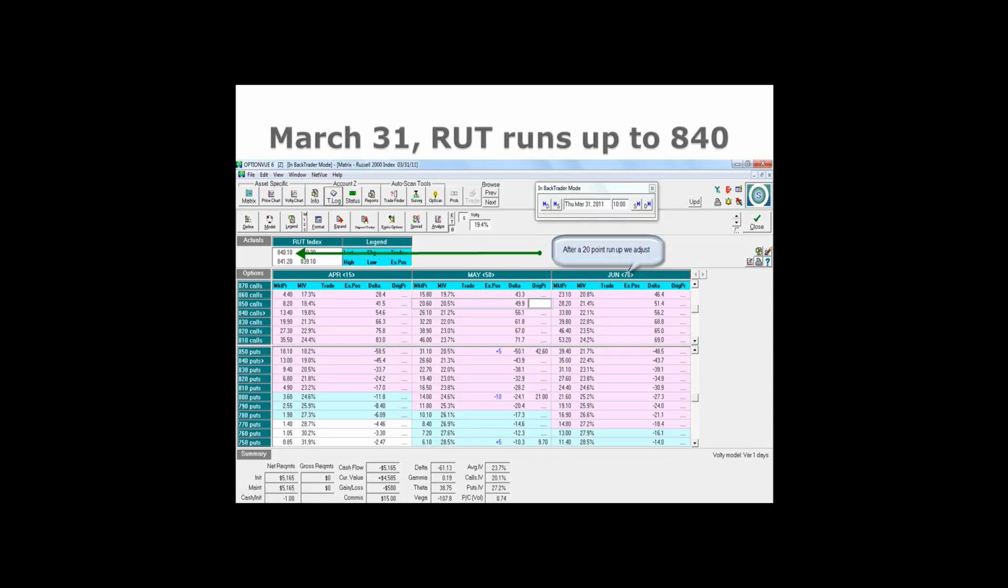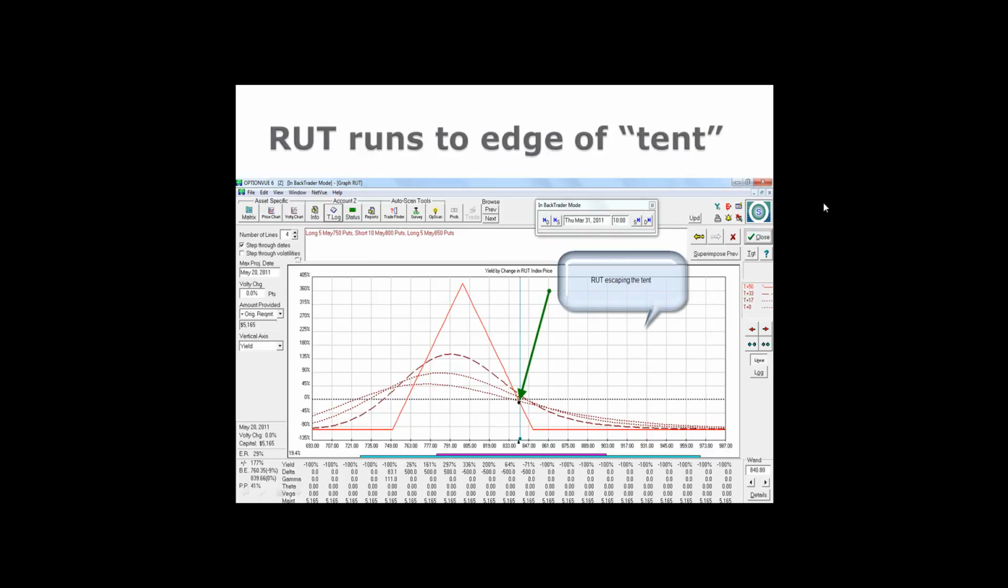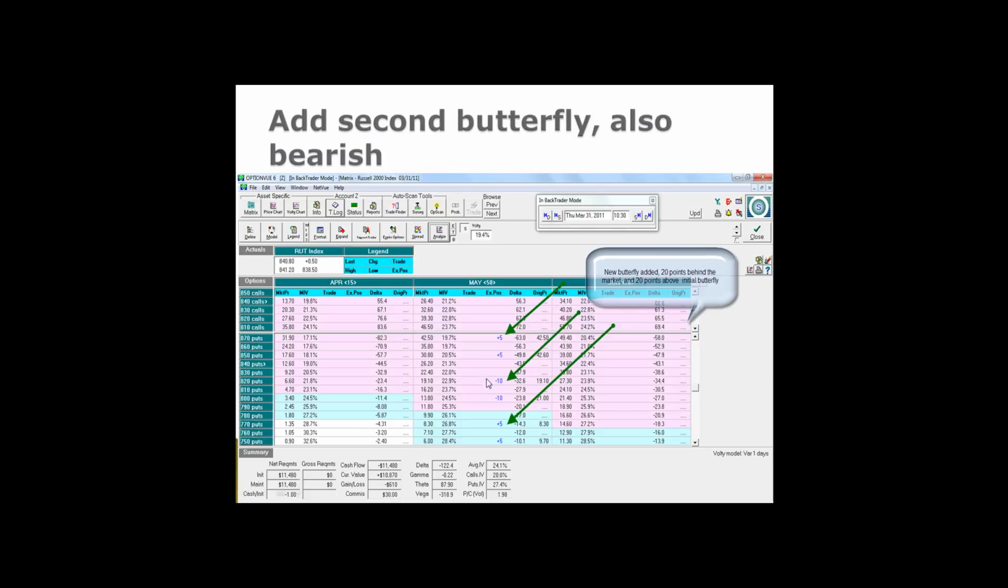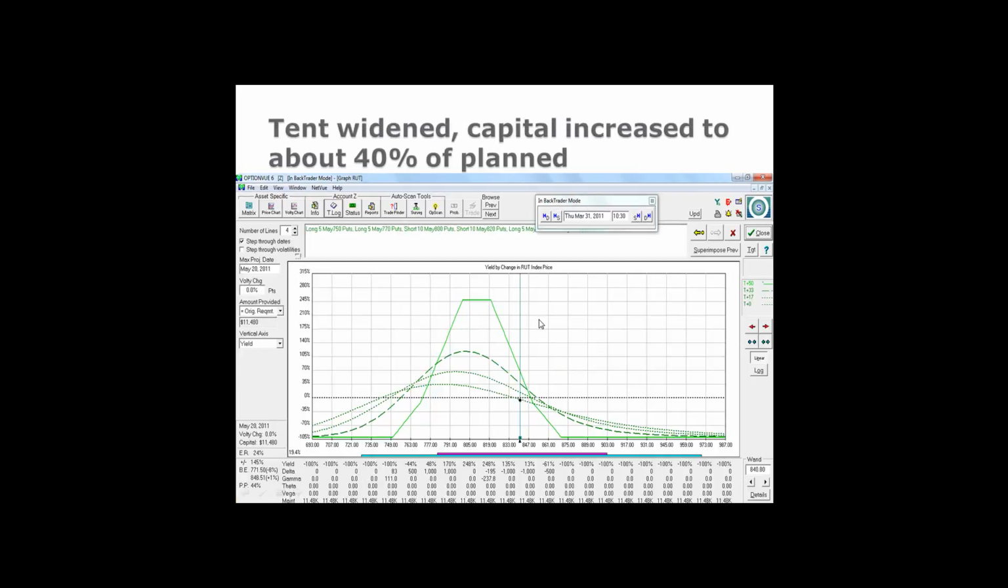On March 31st, the Russell had indeed rallied up to 840. That's our first adjustment point, now 40 points above our initial entry butterfly at the 800 level. So we're going to go ahead and add a second butterfly. This is the Russell before adjustment. As you can see now, we've added a second butterfly at a strike of 820, and that butterfly gives us this look, which I think looks a little bit like a nuclear power plant, as a matter of fact, so sort of appropriate symbolism. So we've widened the 10 out. Now we've got 40% of our capital in the trade. We started out with about 5,000, now we're up over 10,000.